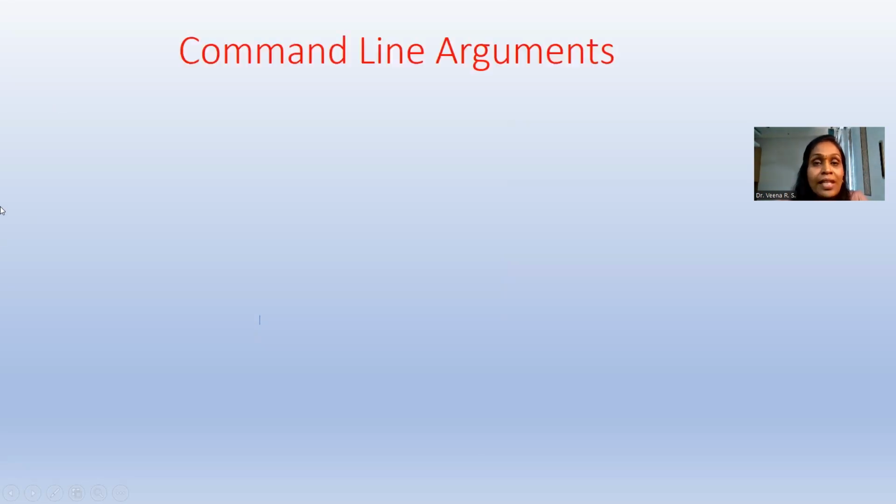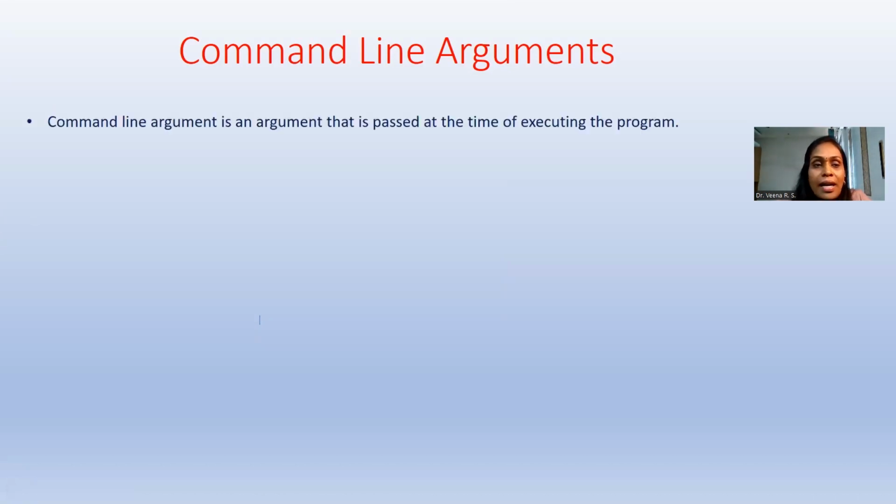But do we have any other way where we can read the values for executing the program? The answer is yes, we can definitely do that. So what is it? It is command line arguments. Command line arguments are the arguments that are passed at the time of executing the program. So we need not read the value through the keyboard while executing the program. Instead, while you give the command to execute a program, at that time I can pass the argument, and that argument can act as the input value or data.